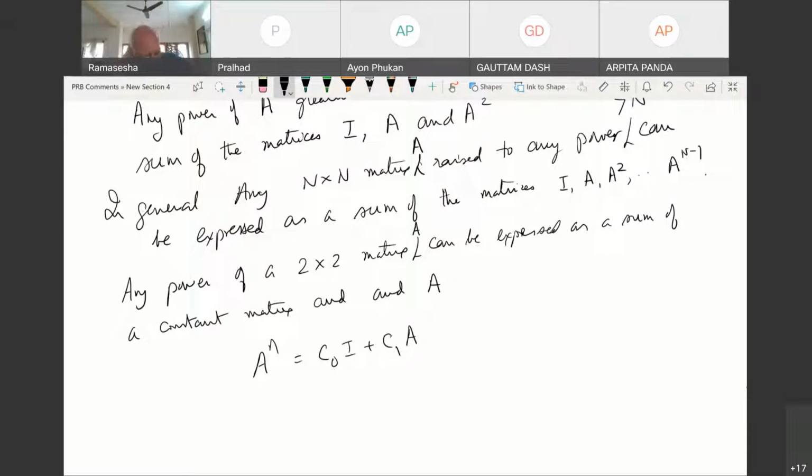Okay, this is very important. For example, if I take an exponential operator, the exponential of a 2 by 2 matrix can only be some constant times an identity matrix plus another constant times the original matrix. So this is very useful in many ways. You will encounter this when you are dealing with spin problems in rotation and so forth. Okay, any questions so far?